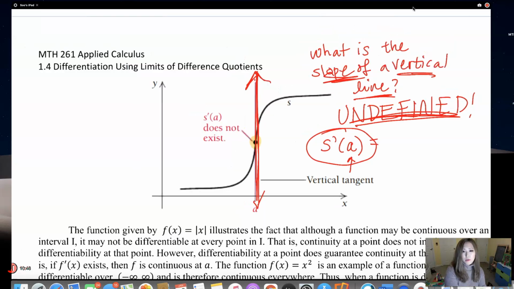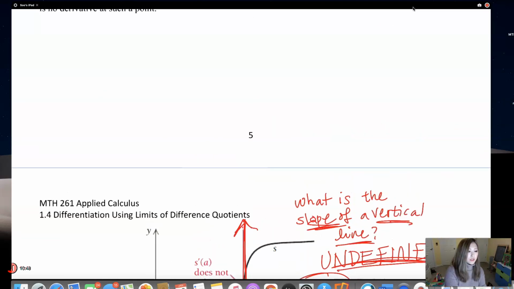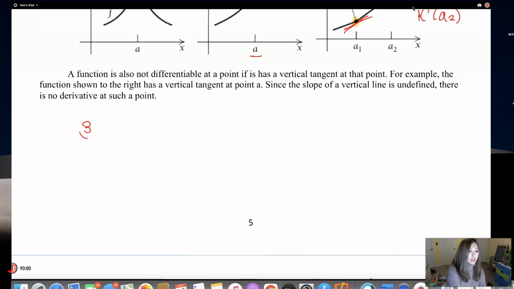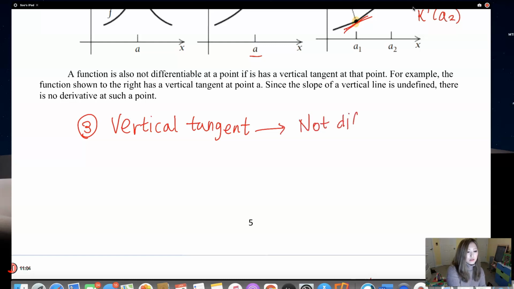So case number 3. Okay, case number 3. If you can draw a vertical tangent, not horizontal though, okay? If you can draw a vertical tangent, then this function is not going to be differentiable at that point, okay?